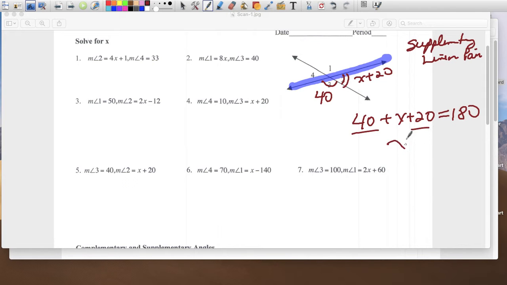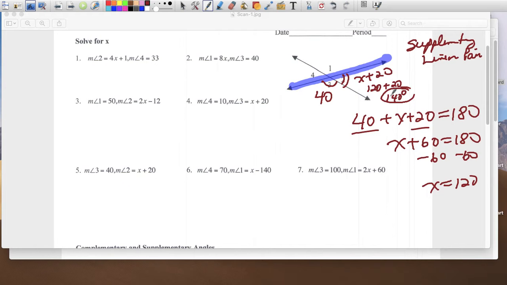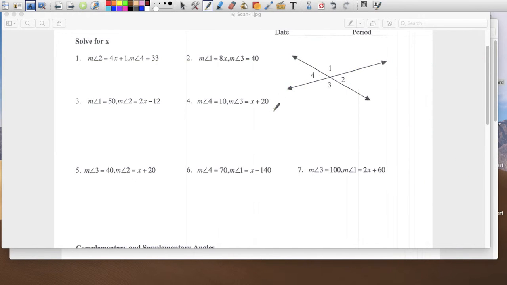Combine like terms and I get x plus 60 equals 180. Subtract 60 from each side, and my x equals 120. And see if that makes sense. If I substitute x over here for 120, I get 120 plus 20, which is going to give me 140. And you can clearly tell that this is 140. Its supplement on the other side has to be 40, because the sum of both of them should be 180. Okay.